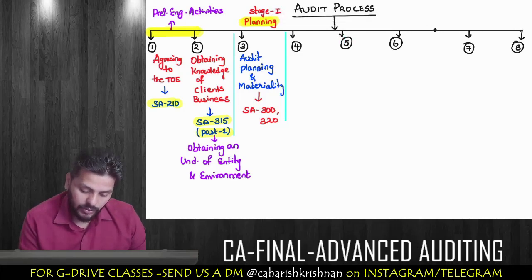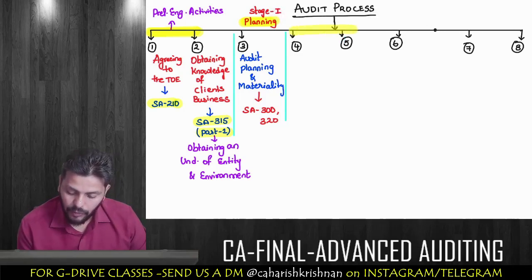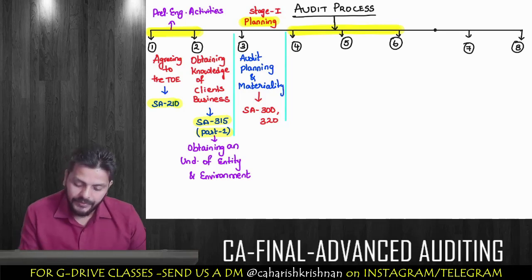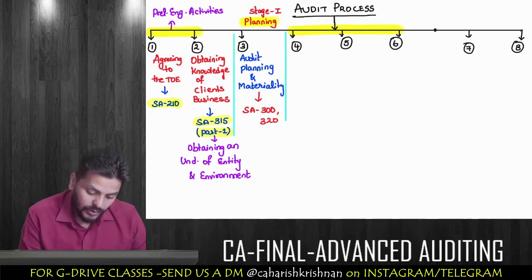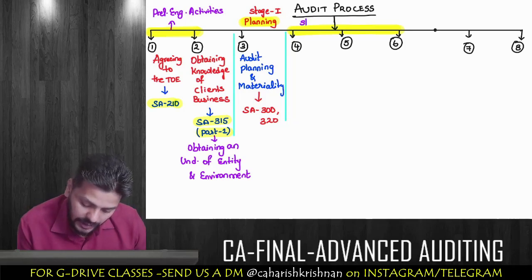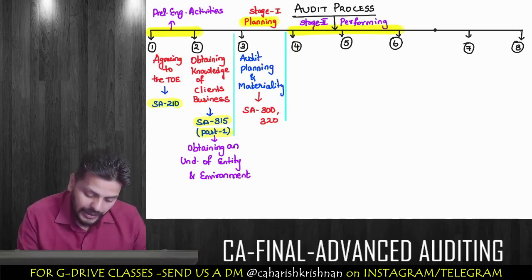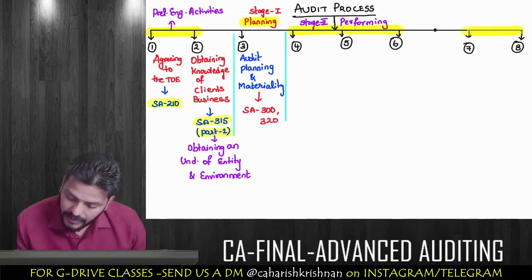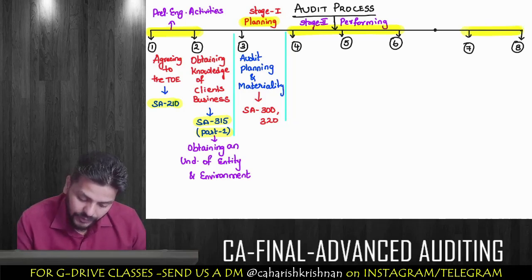Now then comes certain interesting things in 4, 5 and 6. Steps 4, 5 and 6 together have a name again. These three fall under what you call stage 2, and stage 2 is called performance planning and performing. While these two parts, 7 and 8, fall under stage 3, which is called reporting.